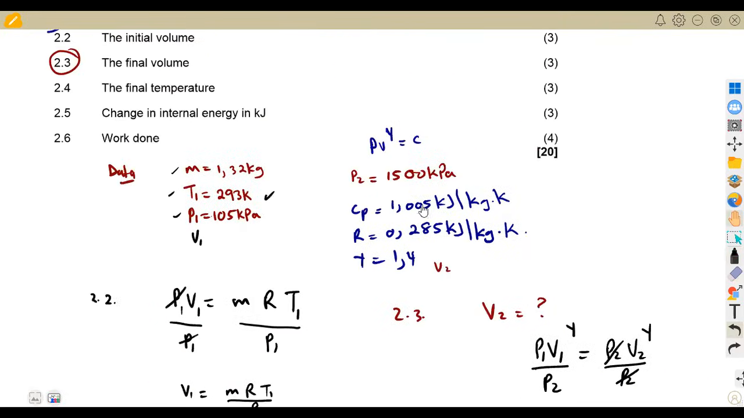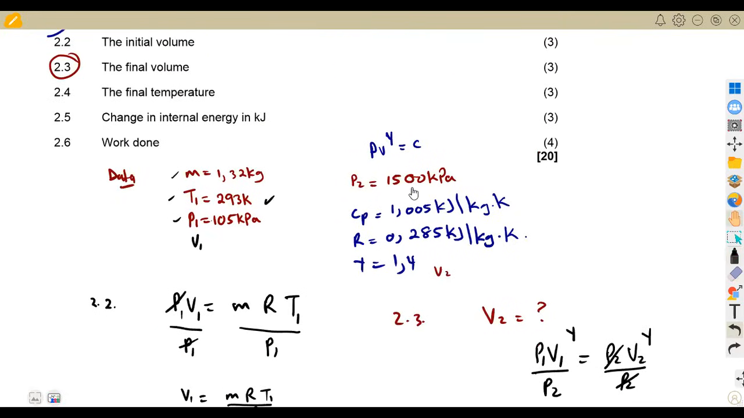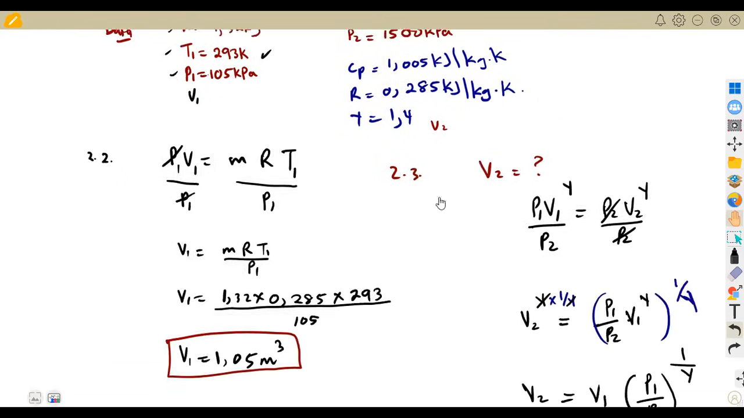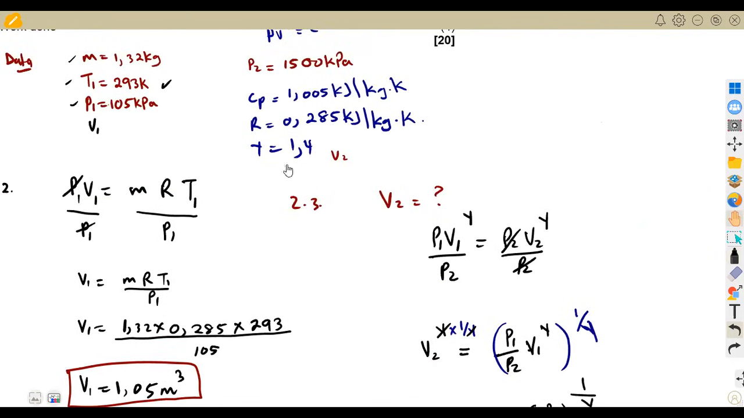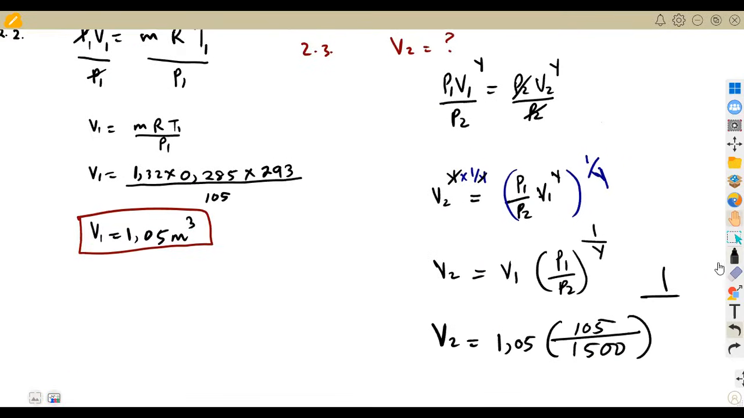Remember, sometimes they give you a ratio, but here we have got the values P1, 105, and P2, 1,500. So it's going to be 105 over 1,500 to the exponent of 1 over gamma, which is the gamma that we calculated. We approximated it to 1 decimal place as 1,4. So it's going to be 1 over 1,4 like this.